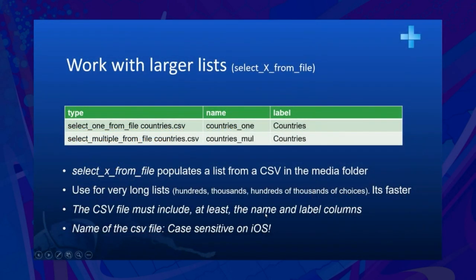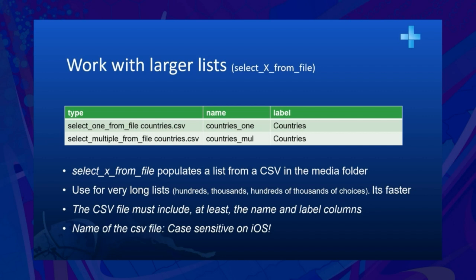Starting with build 3.12, you can now use the select from file type of question. Note that it applies to both select one and select multiples. The idea is that your lists will no longer be defined in the choices XLS form spreadsheet. Instead, your lists will go into a CSV file which you will keep in the media folder.